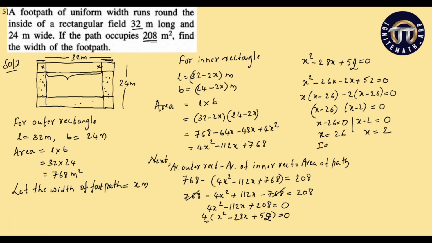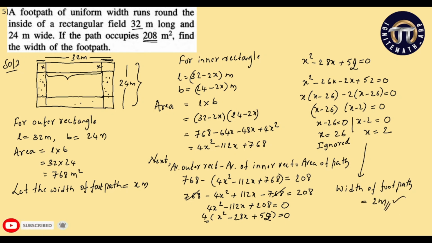Here x is equal to 26 is ignored. Why? Because the length of the rectangle is 32, the breadth of the rectangle itself is 24. So the path cannot be more than the breadth. Clear, children? So this is ignored. So I can conclude that, to find the width of the footpath, the width of the footpath is equal to 2 meter. So this is the width of the footpath what I got.